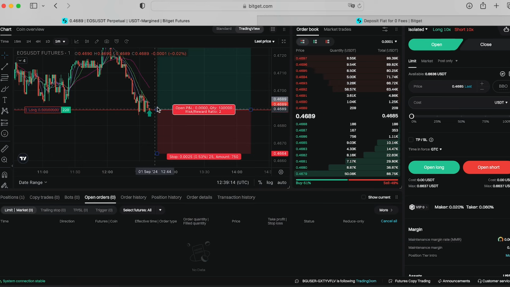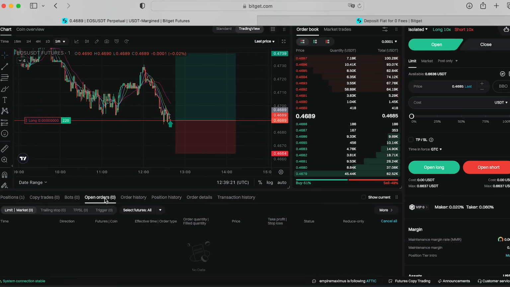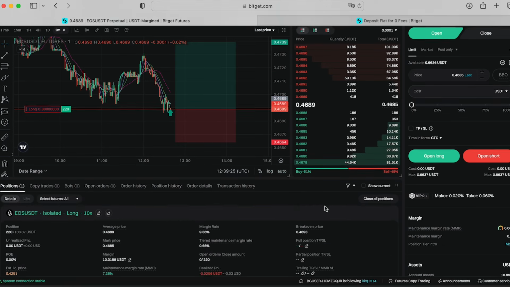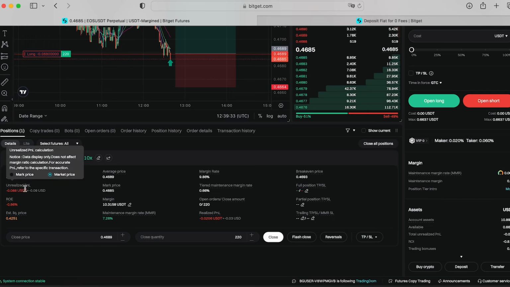So here we are in position. We got the buy, open trade, this one, and our open order is already open. We go into position. In your position, you can track your position, your size of position, its count, and it shows you the leverage. Here is your unrealized P&L.